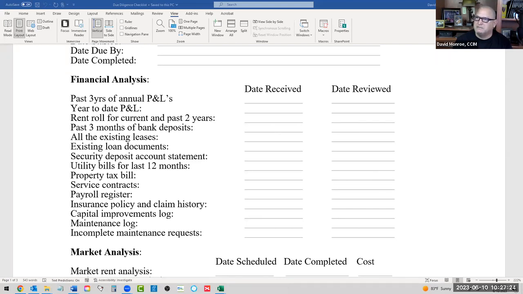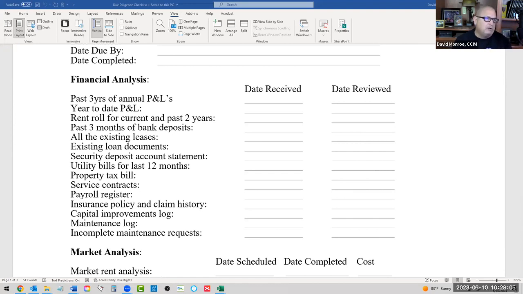What about existing tickets? Yeah, just open maintenance tickets, open maintenance logs. We'll look at code violations later in the checklist, but we want to see the opens, what hasn't been completed yet, when was the ticket issued, how long has it been since it was issued, and why is it taking so long? This really becomes important if you intend to use the same management company that's currently managing the property. So this will give you a good idea of how they're managing the property.